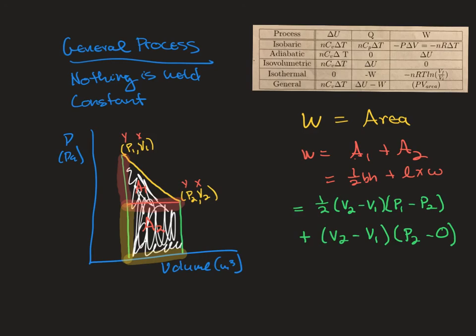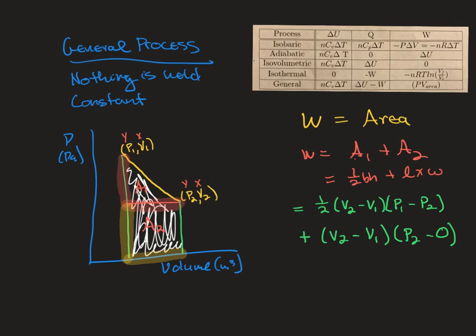And then you have to decide whether or not it is positive or negative. And this is where the sign rules that I introduced at the beginning of this topic come in. If you have compression where the volume is decreasing, it's going to end up being positive work. And if you have expansion where the volume is increasing, it's going to be negative work.